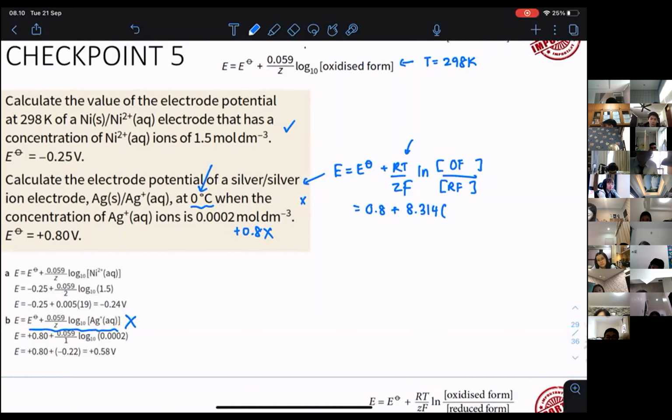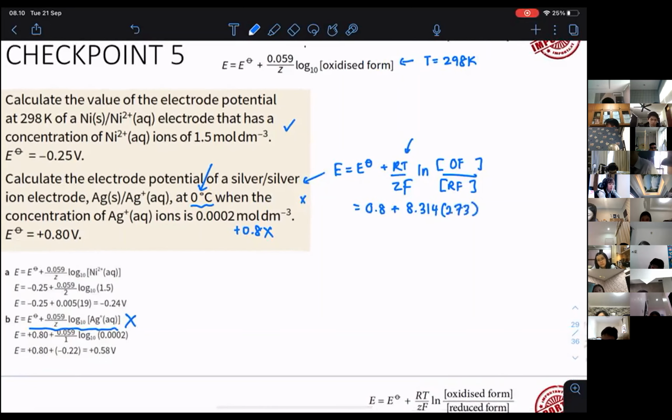Okay, so you put 273 divided by Z. This is the silver ion, so Ag+ plus an electron gives Ag, so 1 mole of electron. So 1 Faraday is going to be 96500. You can get it from your data booklet. And do remember, this is ln, not log.